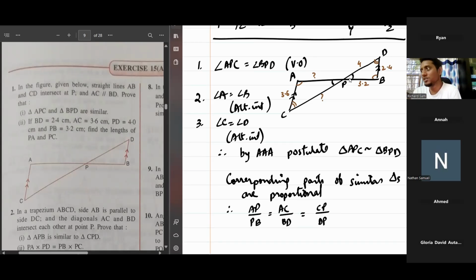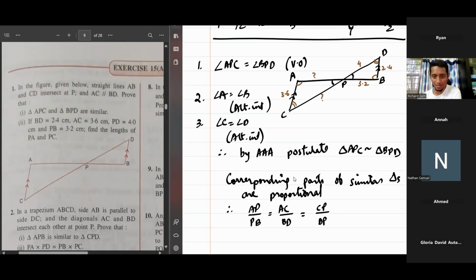Proportional to each other. You should know these words and how to use them. Corresponding sides are proportional to each other. Corresponding means matching. Proportional means if you divide them, you will get equal values. Now, since we have this, let us use them to find the missing value.